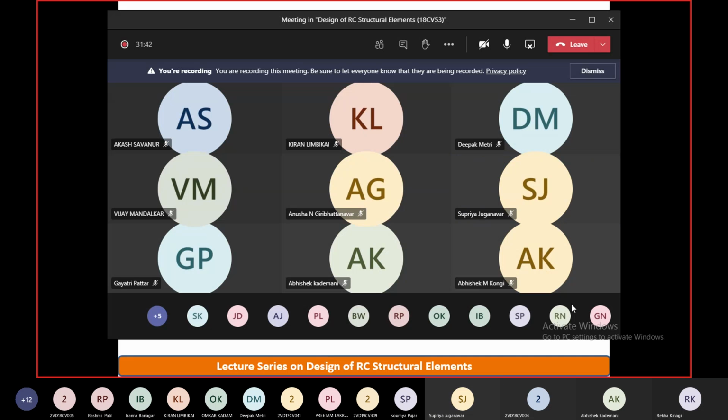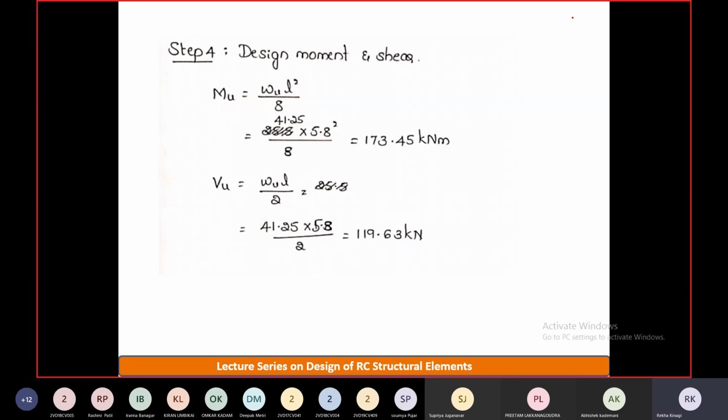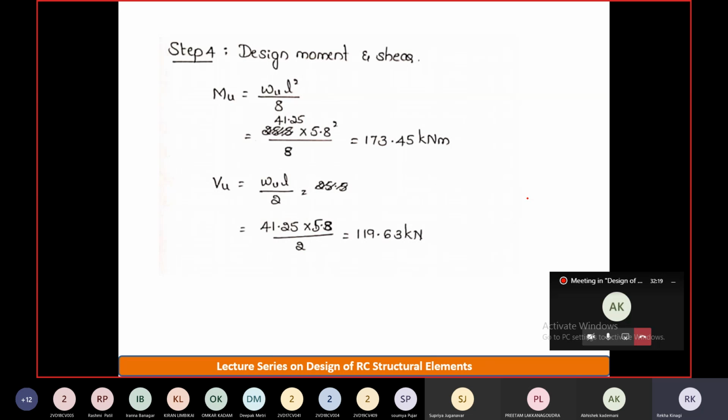Abhishek? Anyone? Ma'am, for moment, midspan. At the center, ma'am, the moment will be critical. Okay, then for the shear, support, ma'am. Yes. For the shear, the critical section is support. For moment, the critical section is midspan.